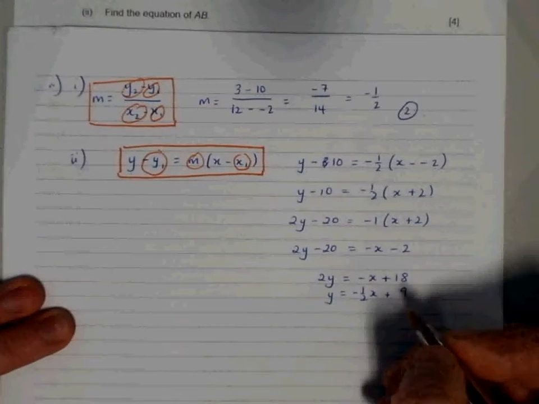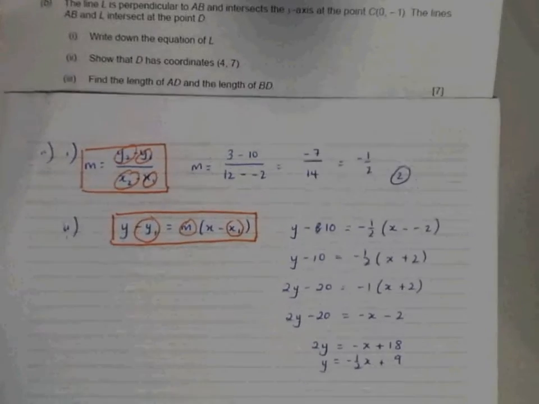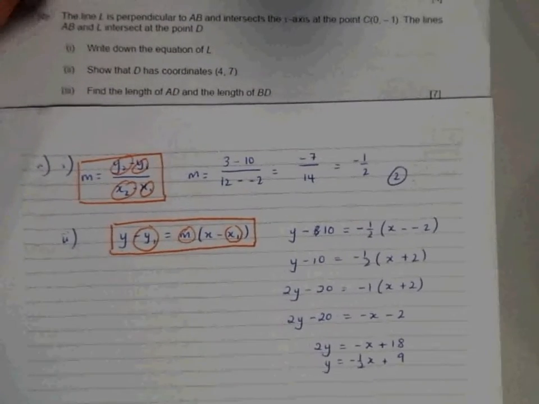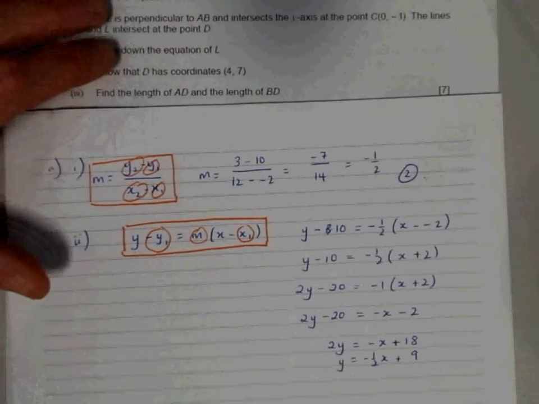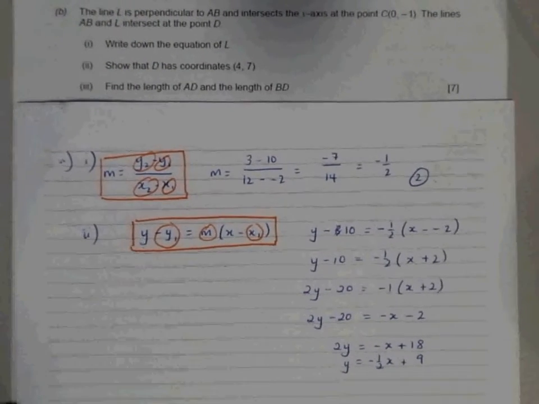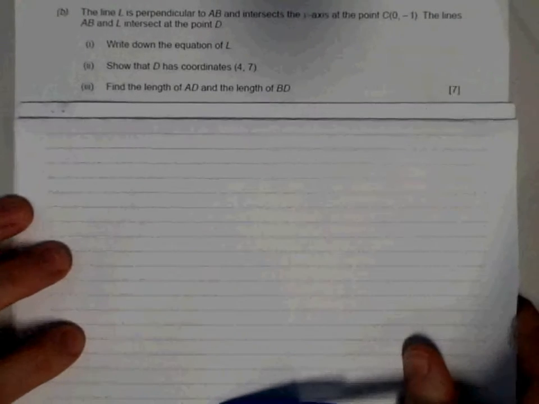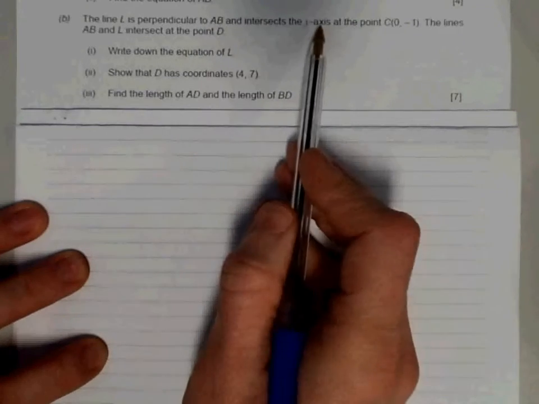Okay, second bit of the question then, part B. We've now got the line L perpendicular, intersecting at the point 0, minus 1. The lines L1 and L2 intersect at the point D. So we might have to use what we've just done, but we'll scroll down. Let's have a little think about what this is going to look like. It says the line L is perpendicular to AB and intersects the y-axis at the point 0, minus 1.